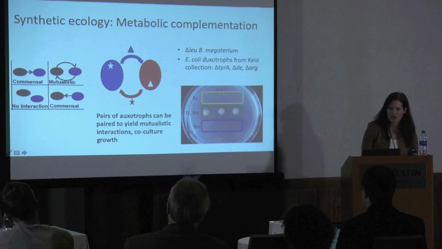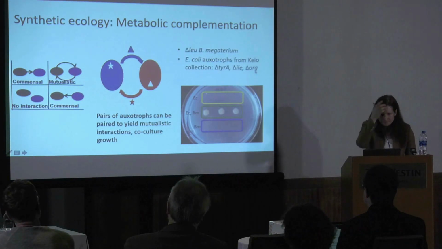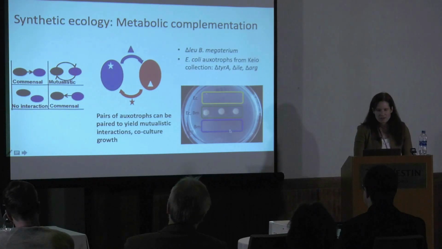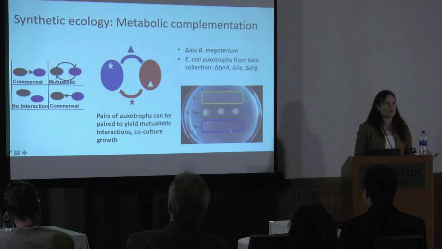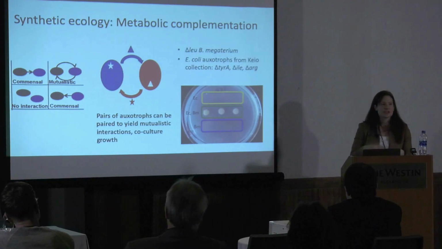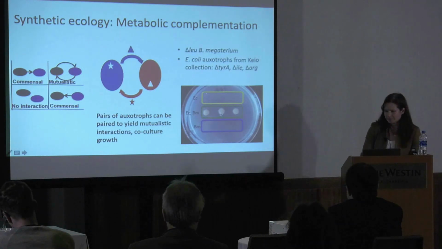So I have a leucine auxotroph of Bacillus megaterium, and E. coli auxotrophs from the KO collection. In this case, tyrosine, isoleucine, and arginine. And at the top, I've essentially spot plated E. coli on its own. On the top, it's Bacillus megaterium. And on their own, in this type of media condition, the cells don't get the amino acids they need, and essentially they die. Whereas if I grow them together, they'll actually cross-feed and you see growth.